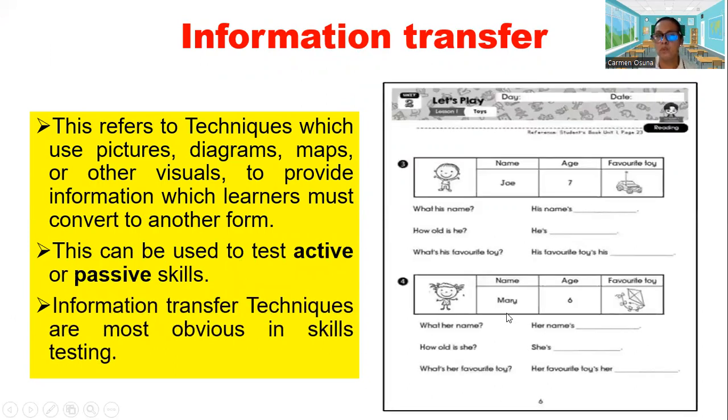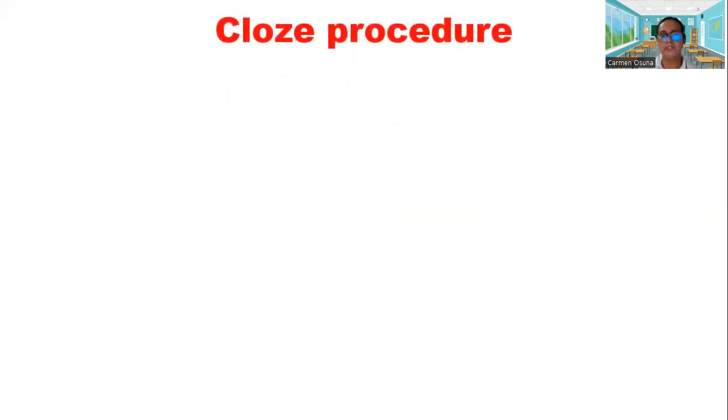For example, this is one information transfer. It can be for 5th grade. What is his name? Here is the boy, and his name is Joe. How old is he? He's 7. What's his favorite toy? Here is the toy, his favorite toy. And here is another one. It's an easy one for 1st grade elementary school. Easy information transfer.